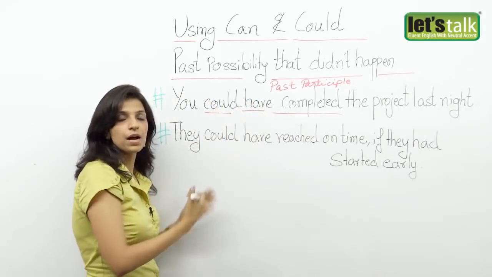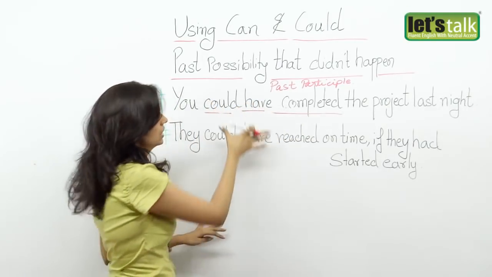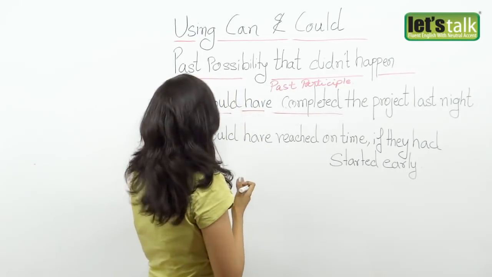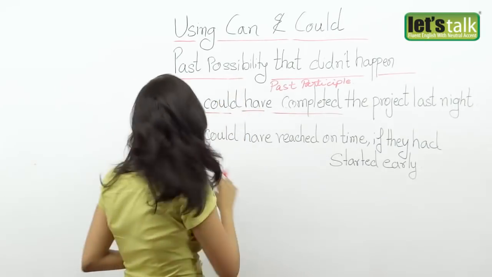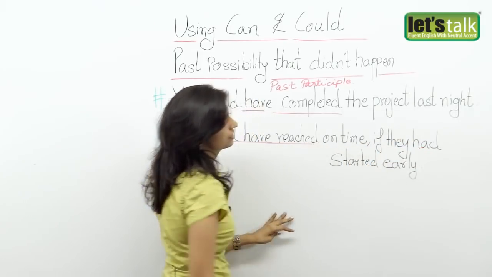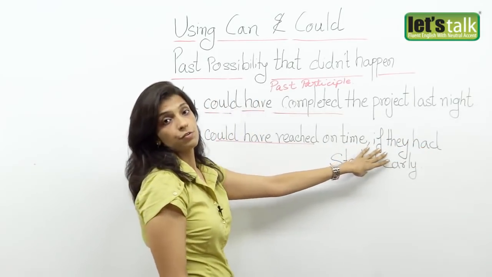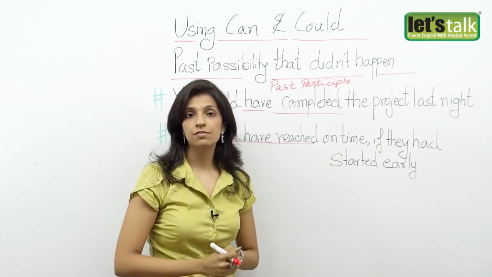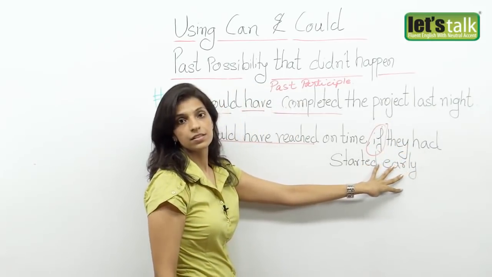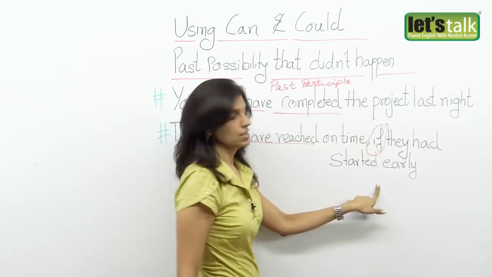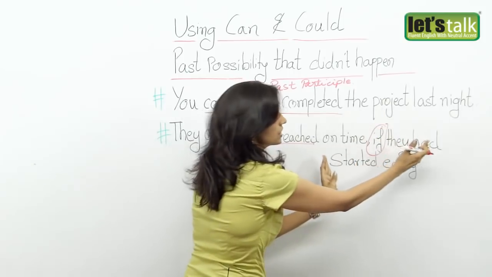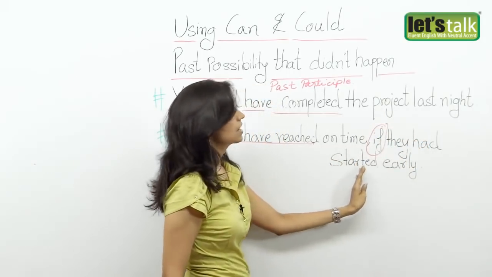This is a little different from the past ability, like he could swim across the river. This is very different from that. This is completely in the past, something that probably was possible but didn't happen. In my next example, they could have reached on time if they had started early. Now again, here we're putting a condition. If you remember, I had done a video on conditionals using if. This is the same. When you want to say it is conditional, if they had started early. That means they didn't start early, so they didn't reach on time. So they could have reached on time if they had started early.